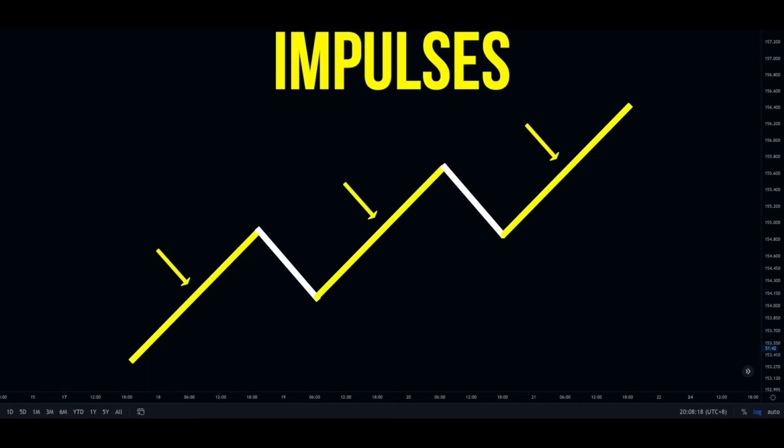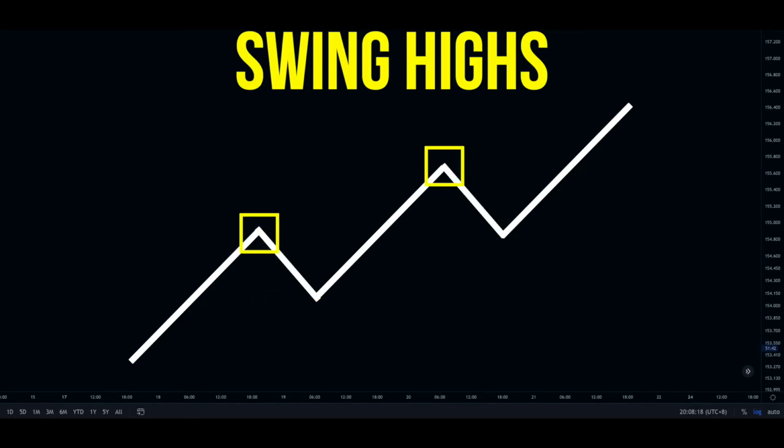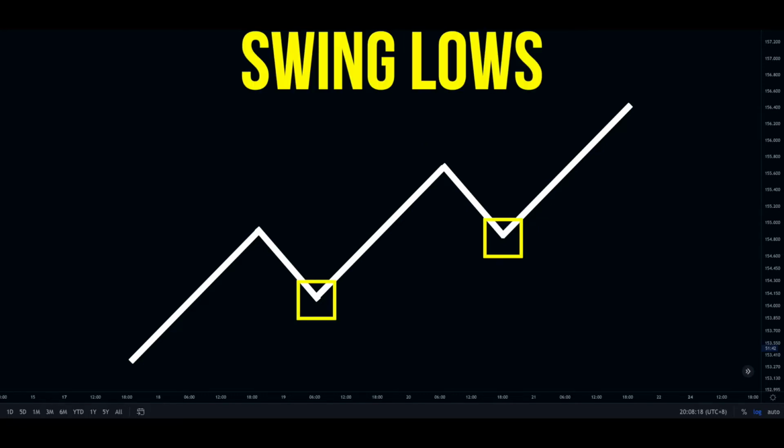These price moves to the upside are called impulses, and the small price moves to the downside are called pullbacks. When an impulse ends and a pullback begins, the turning points are known as swing highs. And when a pullback ends and an impulse begins, this results in the swing lows.